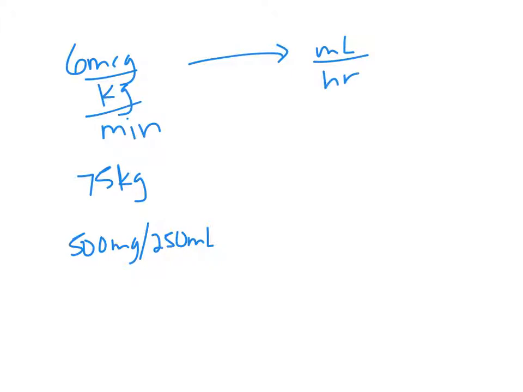So once again, with each step, if our patient needs 6 micrograms for every kilogram, well, our patient weighs 75 kilograms, so that means they need 75 times this amount of dosage there.